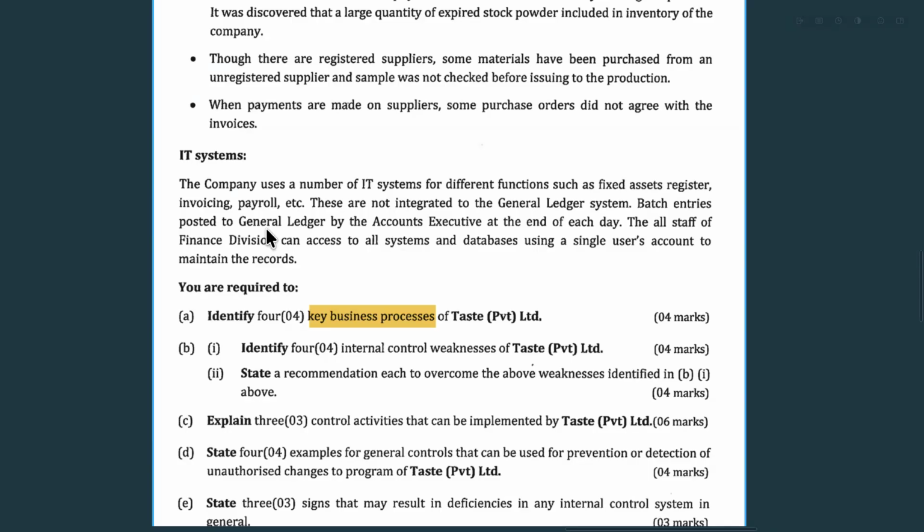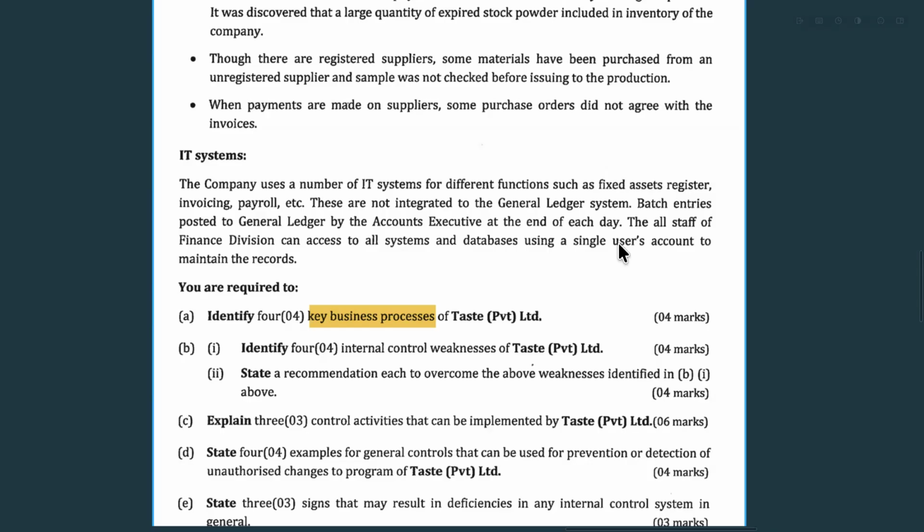And batch entries are posted to the general ledger by the accounts executive at the end of each day. Batch entries means they are posting, let's say, 100 transactions, and they are posting 100 at a time, right? And all staff of the finance division can access all systems and databases using a single user account. So they have one user account. It means one username and one password. So if someone is making some problems or making any entries, there is no track record. It will say the same person's name. So there is no segregation of duties.